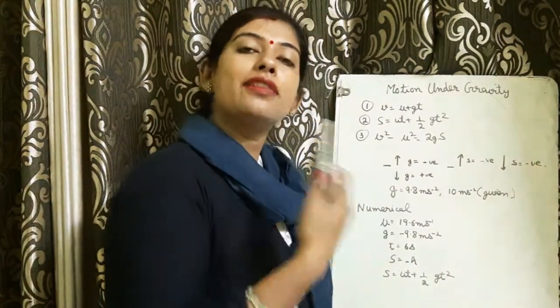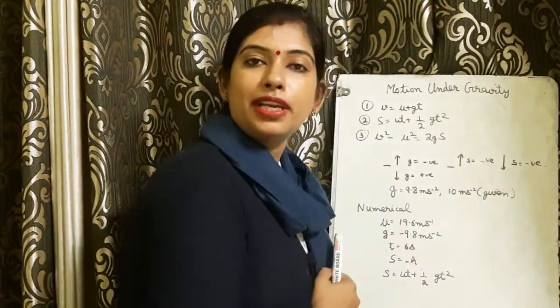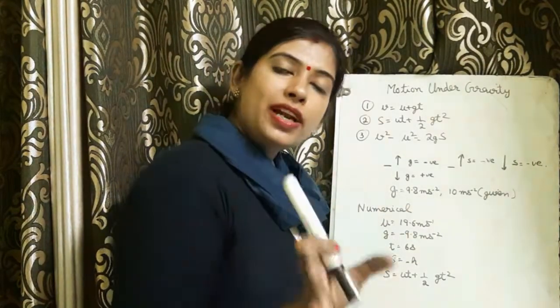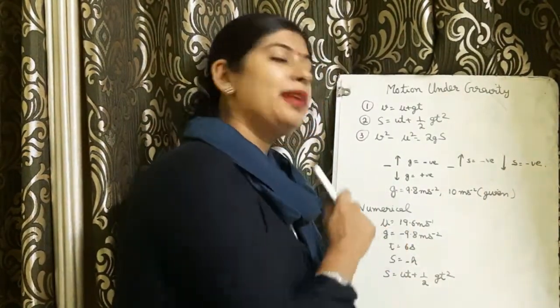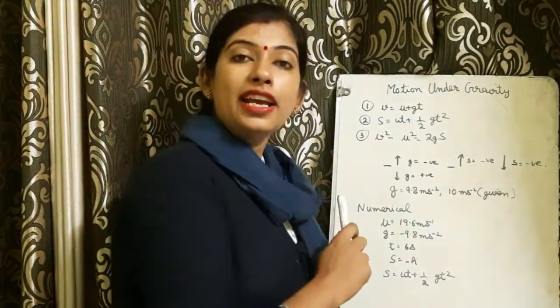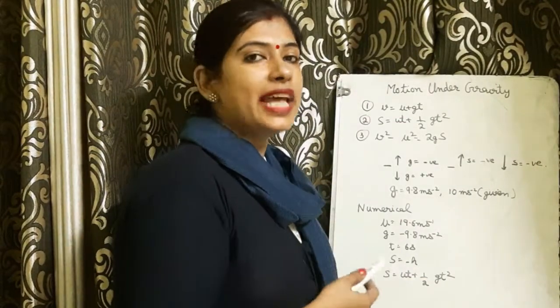The value of g is, by default, taken as 9.8 meter per second square. But if it is given in the question, then the value of g is taken as 10 meter per second square. If no value of g is given, you will take the value of g as 9.8 meter per second square.